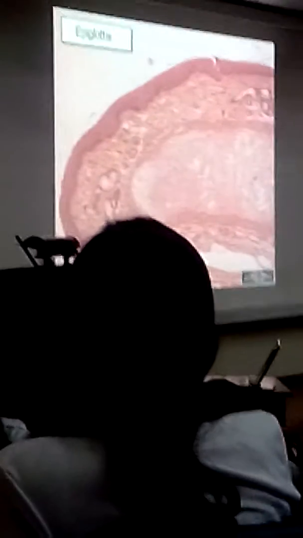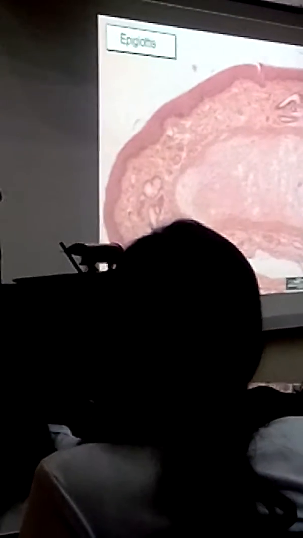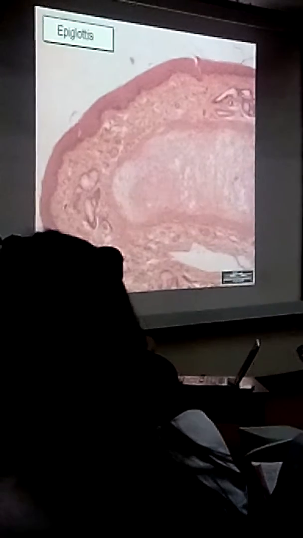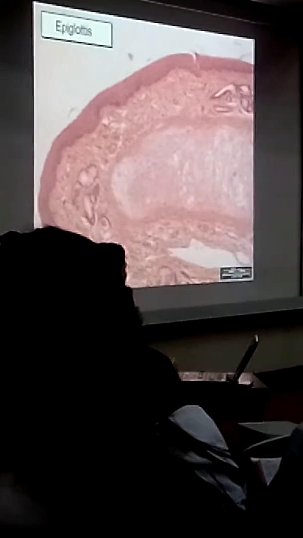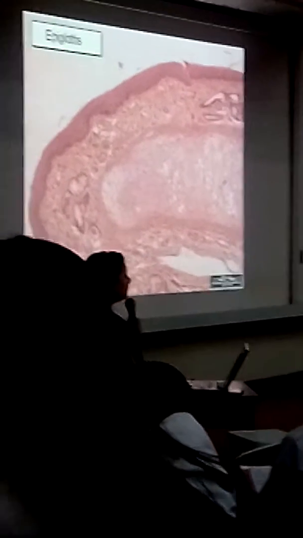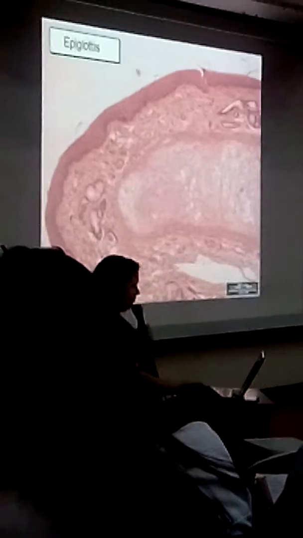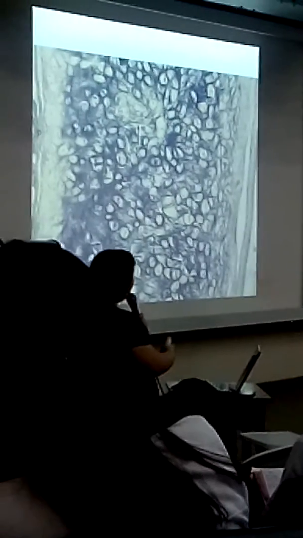So this one, who could guess the specimen? The difficulty is, if you can see, the next topic is elastic cartilage. This is in close-up. This is the cartilage, huh? What's the epithelium? Stratified squamous non-keratinized. Very good.